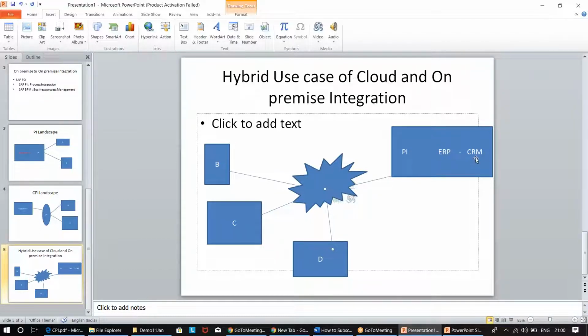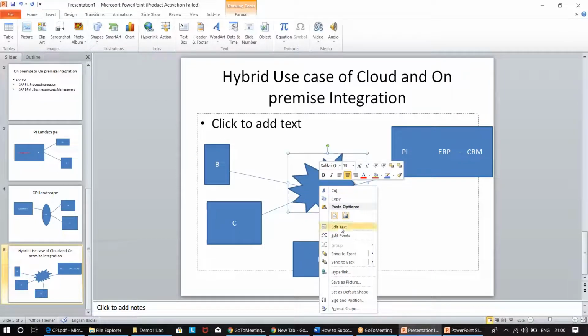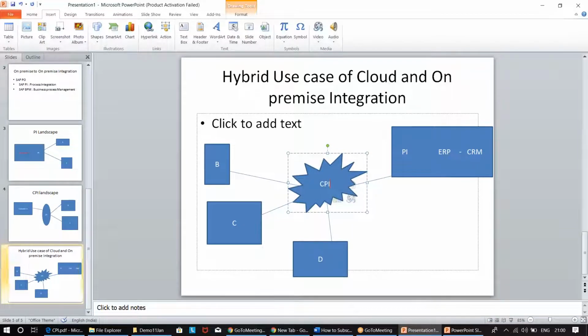But right now they want to have some kind of smart mobile apps, like C4 Sales solution. So your CRM can be connected with that particular mobile app with the help of your CPI. Okay, so right now how will the data flow between these different systems? This is one of the use cases for your hybrid landscape, where we have cloud and on-premise integration together. Okay, and this is also very common right now.